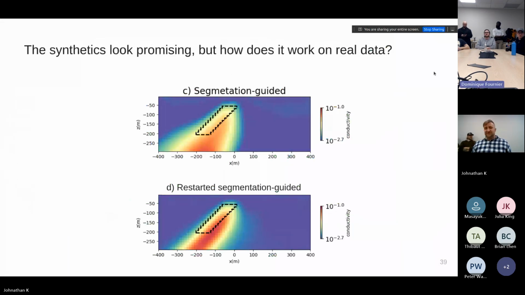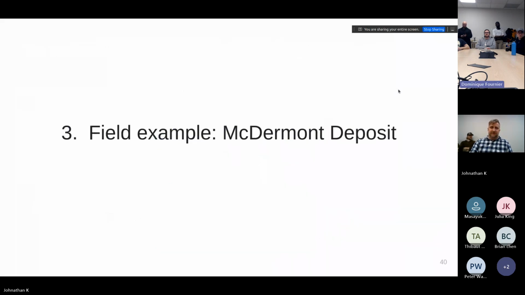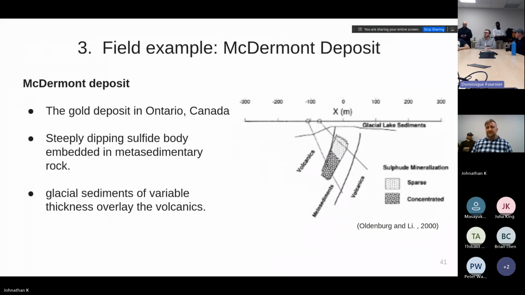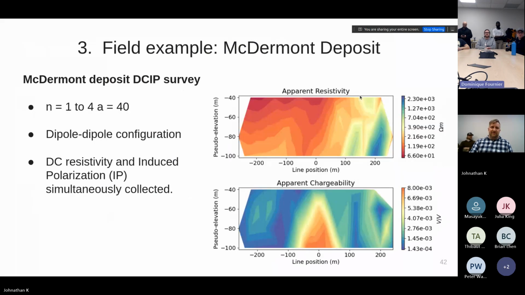So those synthetics do look promising, but how does it do with real data? So we're going to look at a field example here, the McDermott deposit. This is a gold deposit in Ontario, a steeply dipping sulfide body embedded in metasedimentary rocks, and then that's overlain by some glacial sediments that are quite conductive. However, this data set is a little old, so it's only n equals 1 to 4, so not a lot of data. a equals 40. It's a dipole-dipole configuration. DC and IP are both collected at the same time, so we've got 2 data sets to try it on.